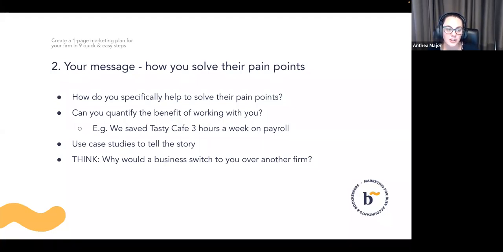Even better is if you can quantify the benefit of working with you. It might be like you're setting up invoices and reminders for those construction businesses with a 7-day due date, that sort of stuff. But even better is if you can start to put numbers on things like, we helped such and such business get paid 10 days faster by adding online payments to their invoices, something like that. Or the one on screen about saving 3 hours a week on payroll.